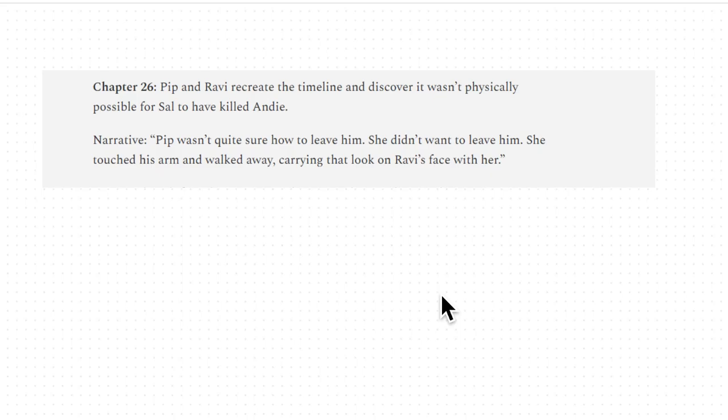We get another shift in the romance and mystery plot simultaneously. We're also noting the escalation in personal stakes as Ravi and Pip get closer. Right now, Pip is caring more and more about Ravi. She doesn't want to leave him. This is becoming more and more important to her. Obviously, this is also a massive revelation and is part of that turning point. And basically, Sal is innocent. And now we know for sure. And that's huge. But I wouldn't call that the midpoint just yet.